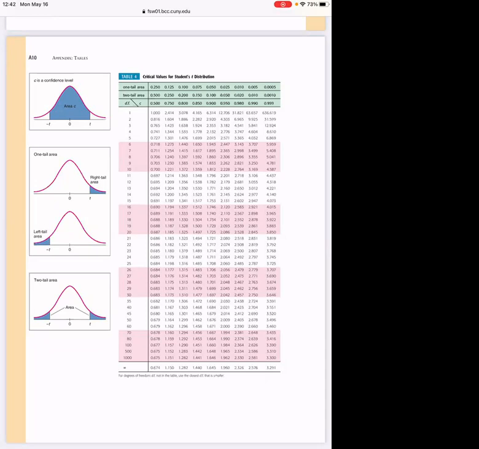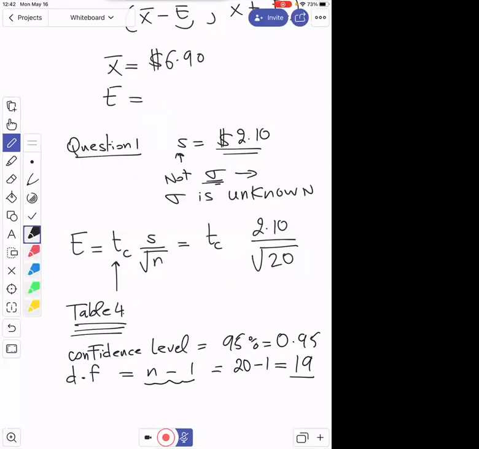Our confidence level is 95%, so that's 0.950. So you need to go to 0.950, and then the degree of freedom is 19. So the answer will be 2.093. So this T subscript C is actually 2.093. So here, this would be 2.093.